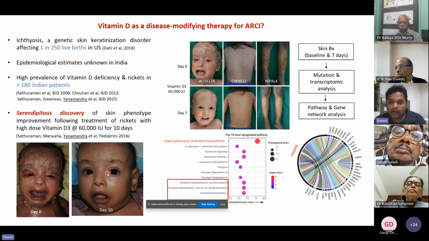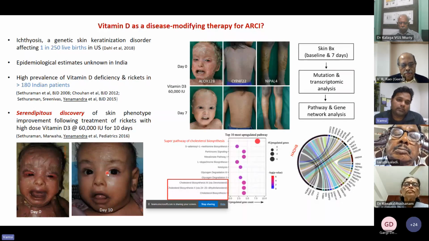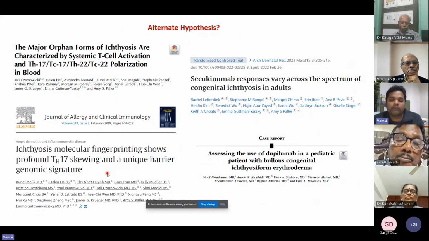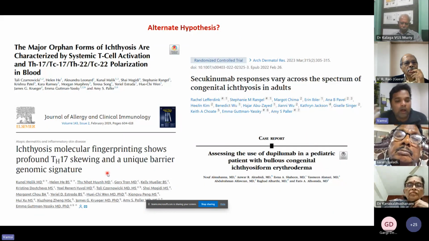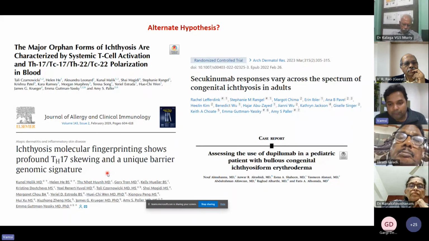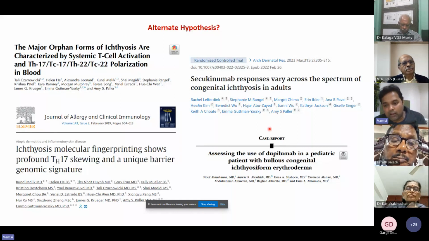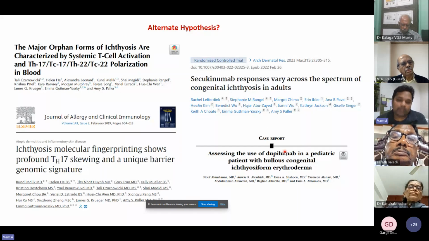So we conducted a study, taking biopsies for transcriptomes, and we think that there is an amenable pathway that we can simply give as a therapy. Vitamin D costs as little as 26 rupees and can act as a disease-modifying therapy for them. There's an alternate hypothesis going around, which is a TH17 pathway, where secukinumab is very useful. This is from Amy Paller's group from Northwestern, Chicago. But in a clinical trial, they did see that the response was not as good as anticipated. And dupilumab, which is on the opposite end of the spectrum, is actually also helping in these patients.